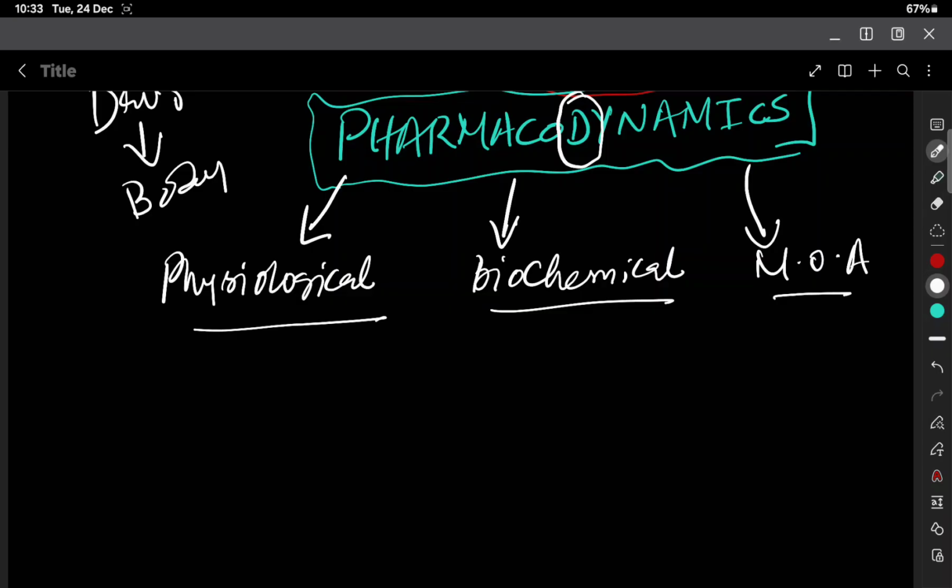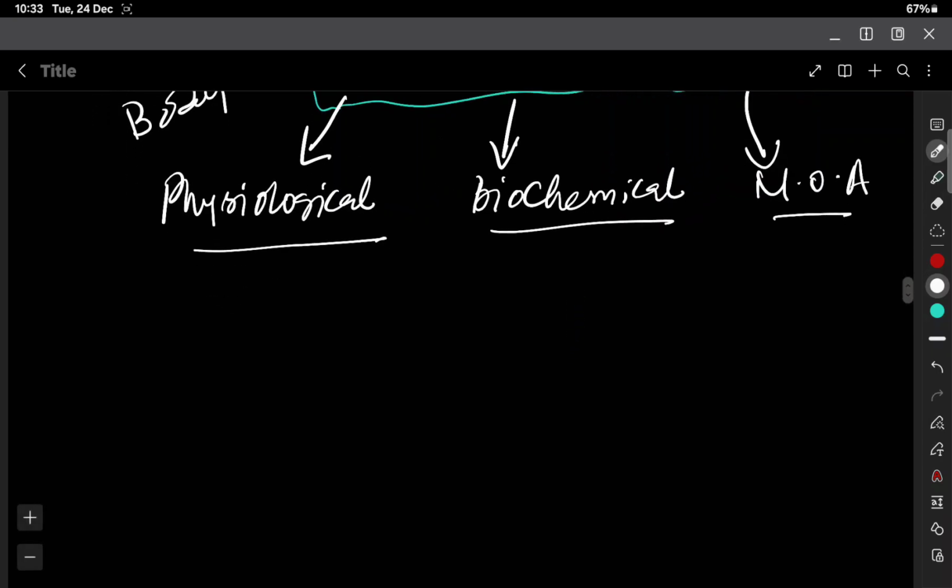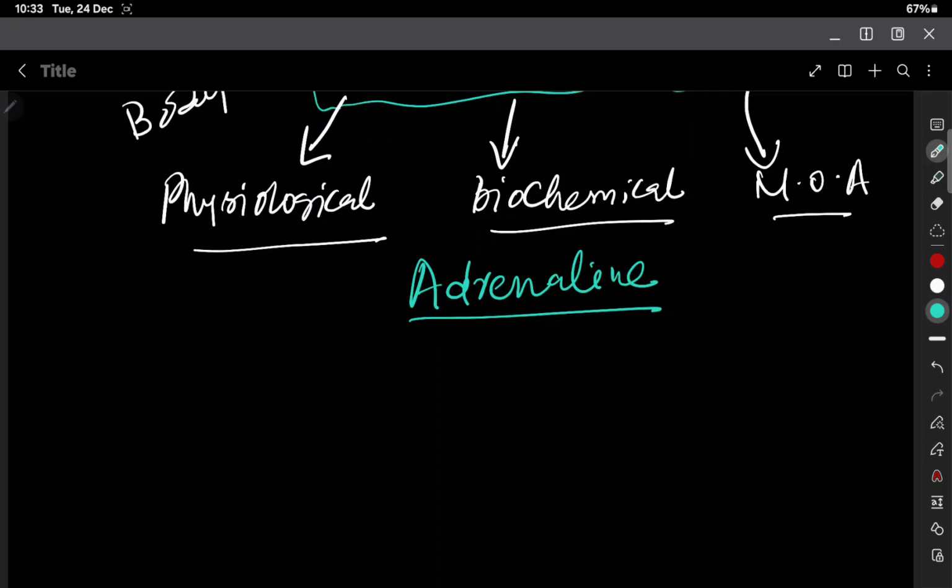Now I will give an example to make you understand pharmacodynamics. I will take the example of adrenaline, which is a hormone present in our body. Mainly it is present in the adrenal gland, which is located on the kidneys. It is situated on the superior part of the kidney.